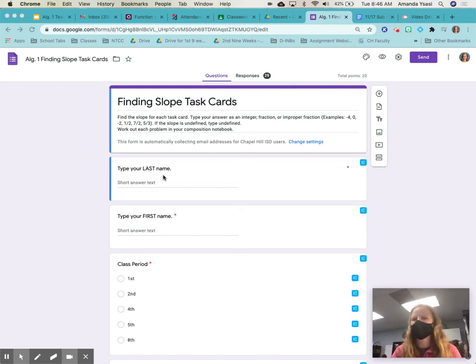We are working on slide 14. I do want to remind you about the assignment from yesterday, finding slope task cards. I only have 29 responses, so I'm missing quite a few. Make sure you get that turned in.